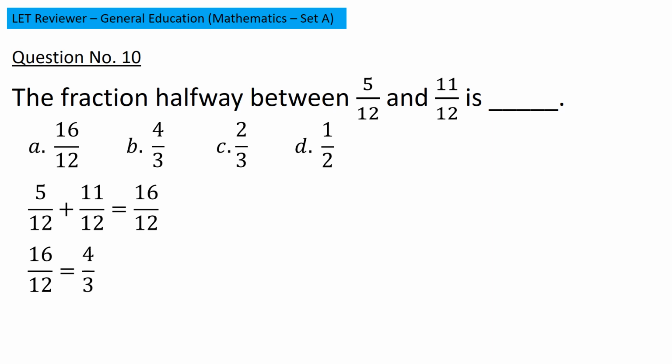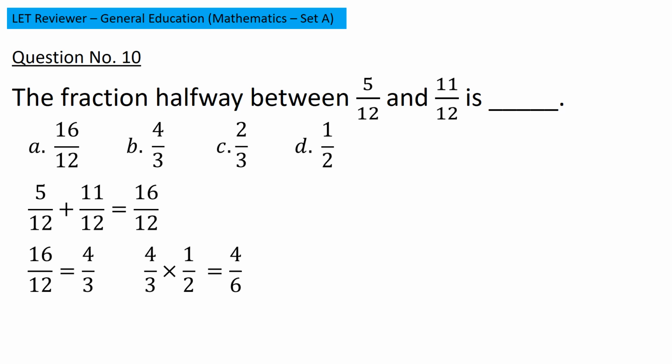Ang ginawa ko muna, pwede rin naman, sinimplify ko muna yung 16 over 12 into 4 over 3 by dividing both numerator and denominator by 4 dahil yun na kailang GCF. So 4 over 3 will now be multiplied to 1 half. So that is 4 over 6.